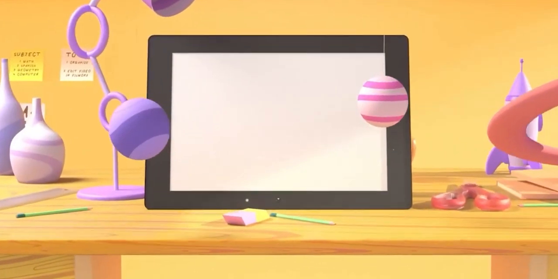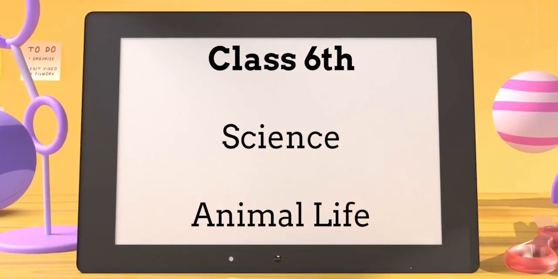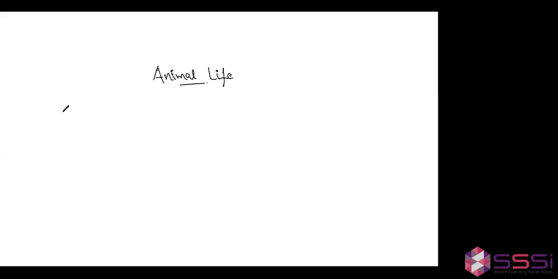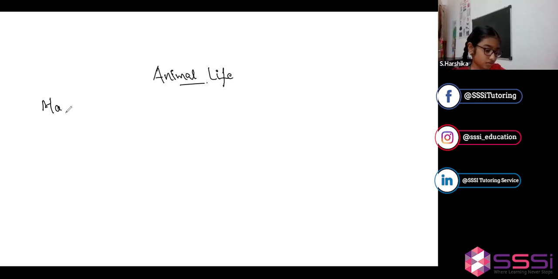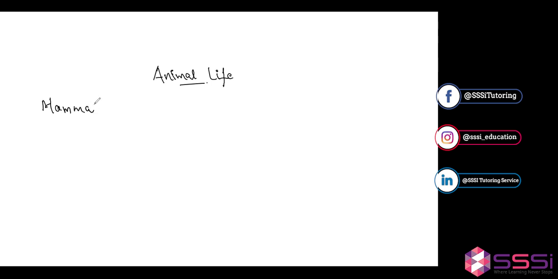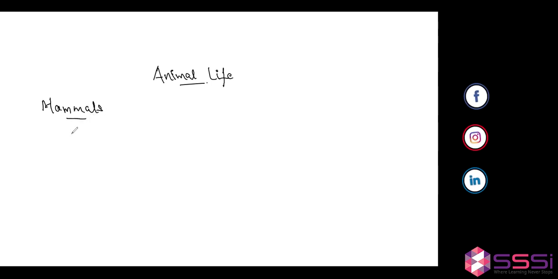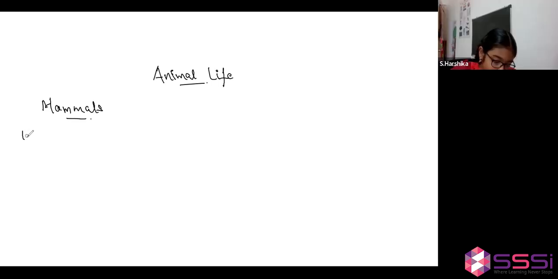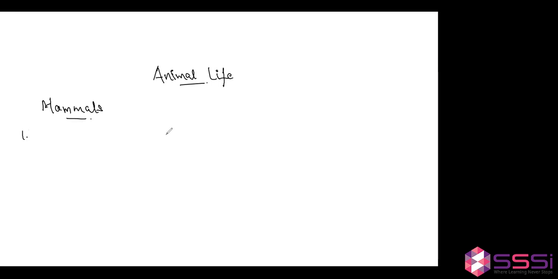Today we'll discuss in detail about everything. So we are starting off with mammals. Firstly, we'll study mammals and their features. Their first feature is they have hair on the body.